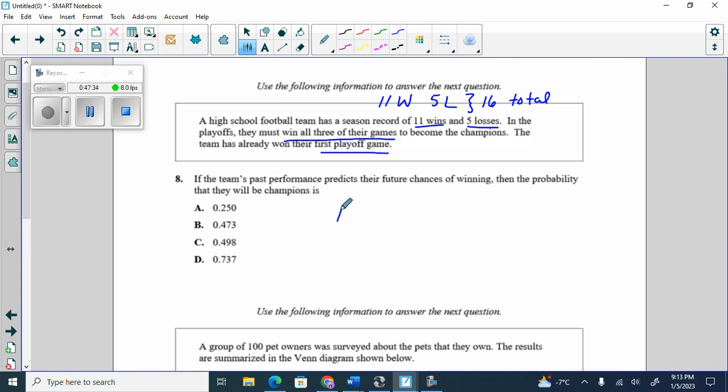Okay. If the team's past performance predicts their future chance of winning, then the probability they will be champions. So they need to win their next 2 games. So probability of winning times probability of winning. And their probability of winning is 11 out of 16. Because they already won the first one, so they only technically need to win 2 more. 11 out of 16 times 11 out of 16 is 0.473.